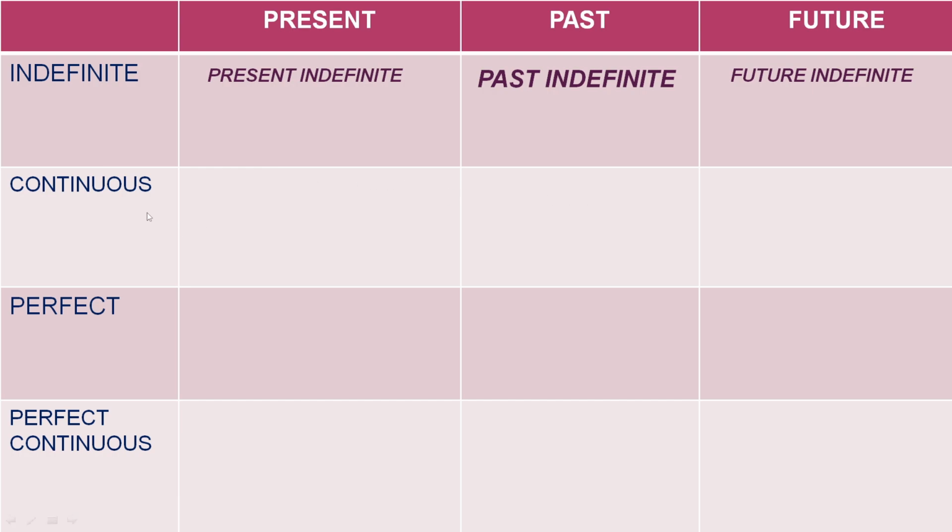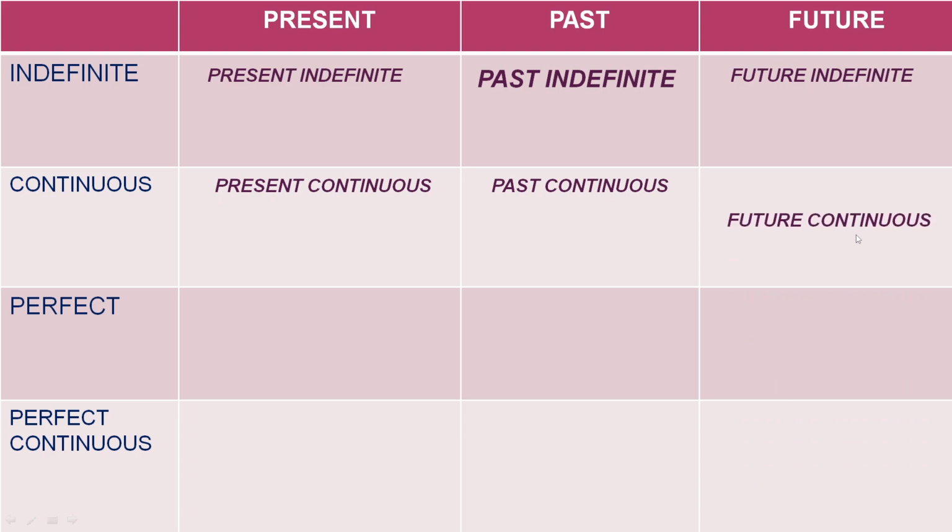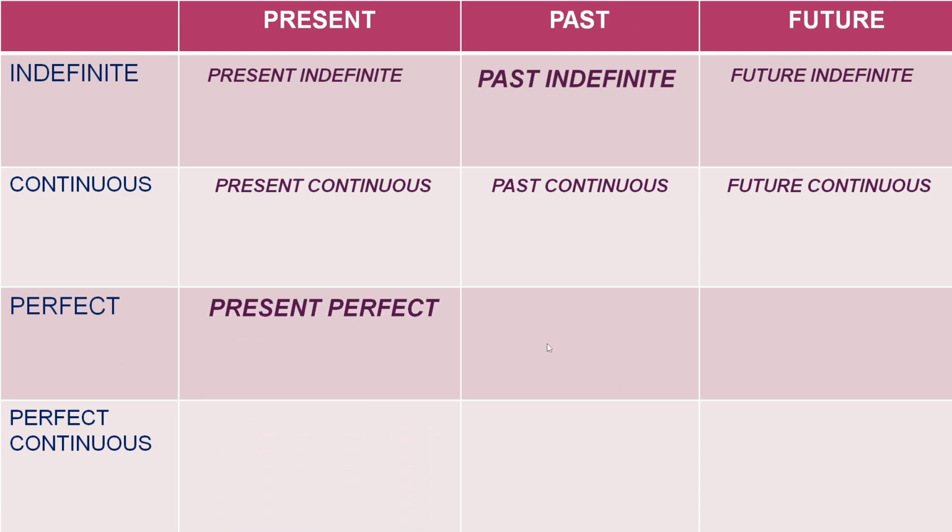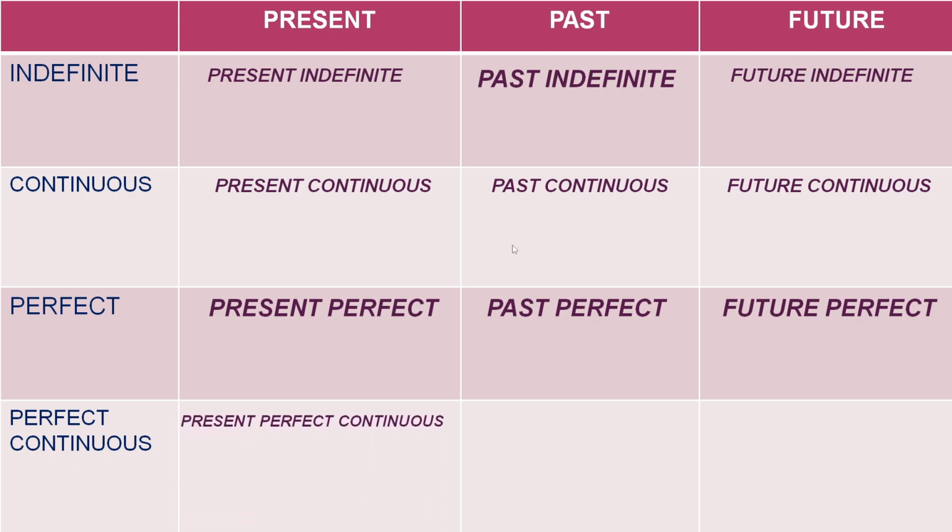Then we will play the same game: from the upper part present, from this side continuous. So it will be present continuous. Then in the second part, it will be past continuous. Then in this part it will be future continuous. Then present, and from this side perfect, so it will be present perfect, past perfect, then future perfect. Then in this part present perfect continuous, past perfect continuous, future perfect continuous.